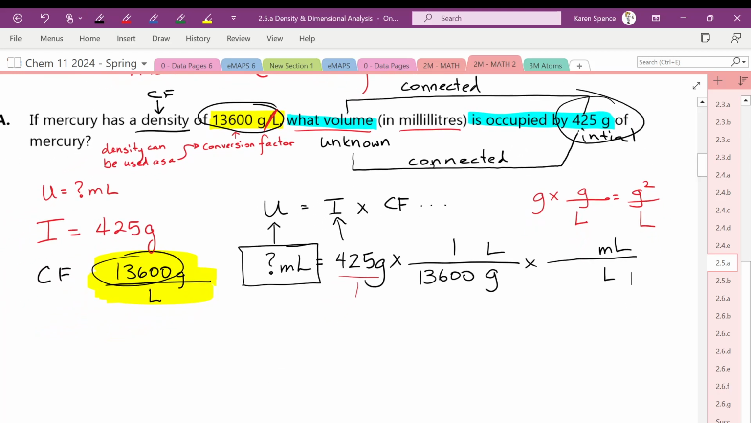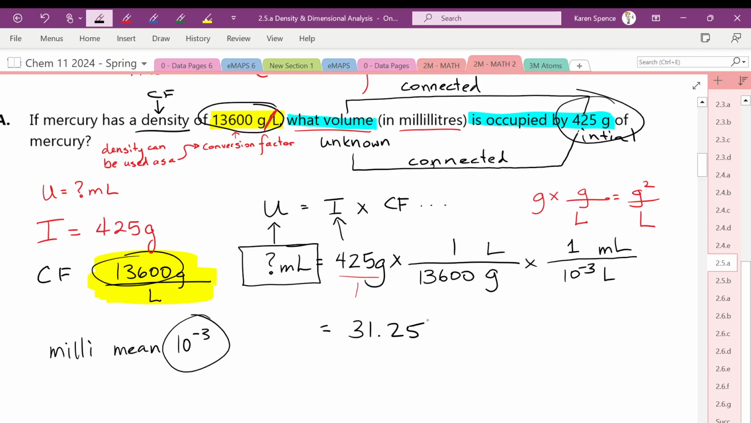I'm going to use our power of 10, okay? What does milli mean? Milli means -3, 10 to the -3. So where does the 1 go? With the prefix. So 1 goes with the milli, and then that means that the 10 to the -3 goes with the liters, okay? So now check that in your calculator, see if you get the same number as I do. Divided by 13,600, divided by 1e3 negative equals, I get 31.25. Is that what you get?